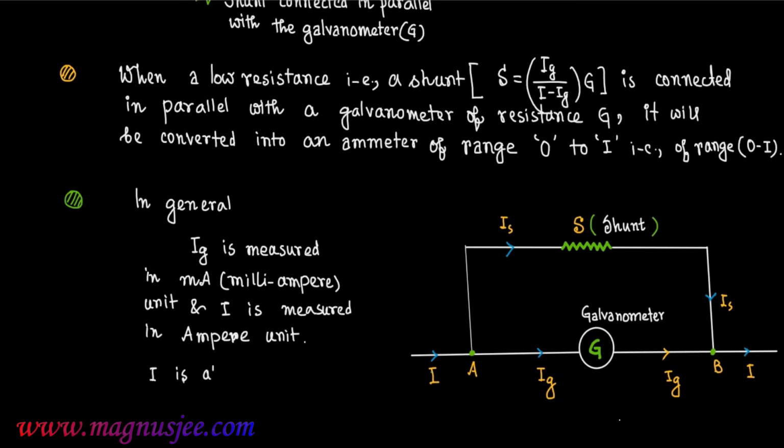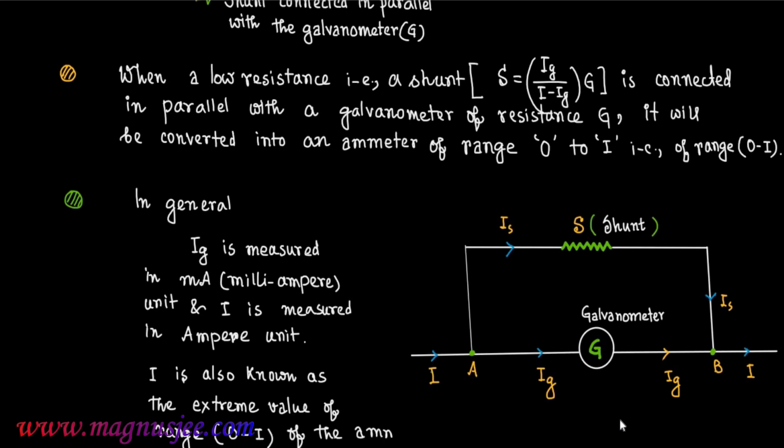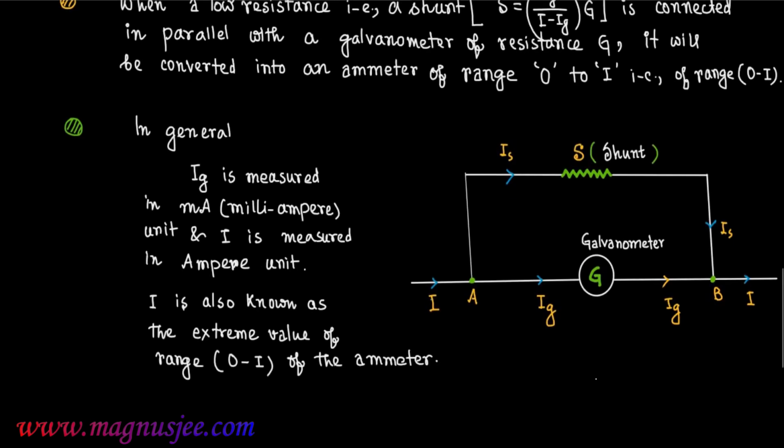That means Ig is a very small current, and I is much greater than Ig. I is also known as the range of the ammeter, the extreme value of the range under bracket 0 to I of the ammeter.